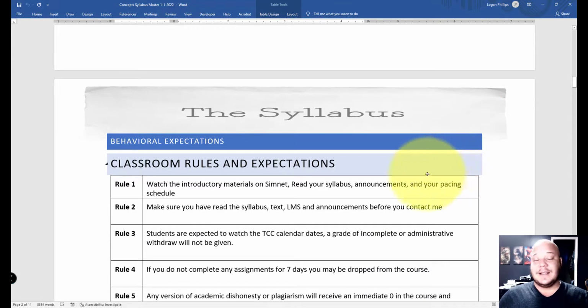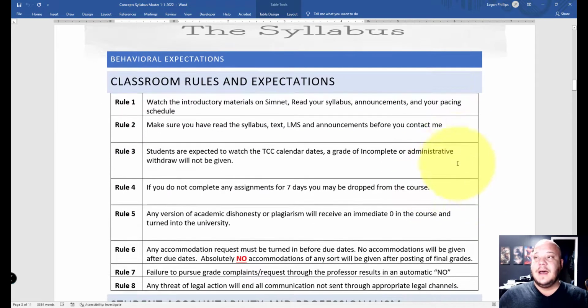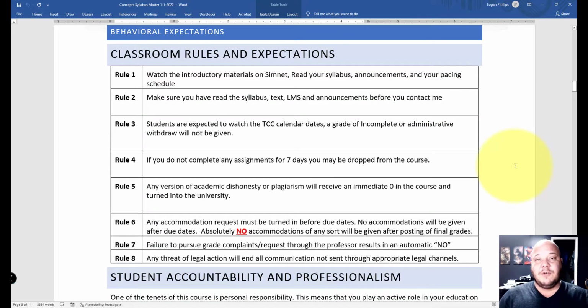Now for the actual guidelines and expectations of the class. This classroom does have some rules and expectations. We have 8 fairly simple rules. Rule 1 is you must watch the introductory material on SimNet. You have to read your syllabus, the announcements, and your pacing schedule.